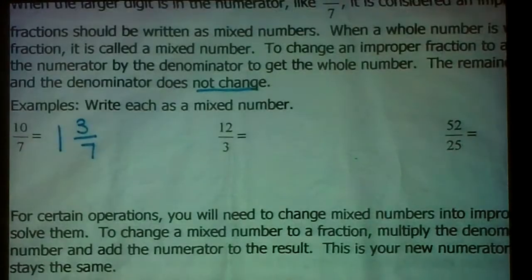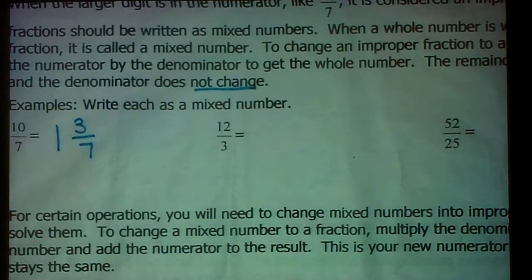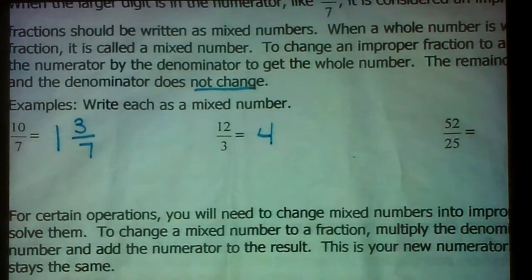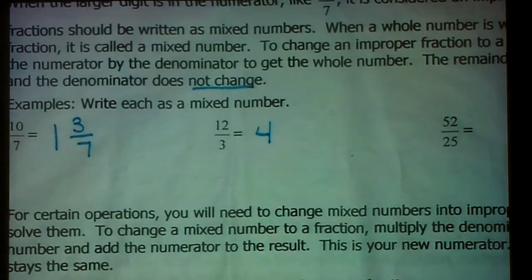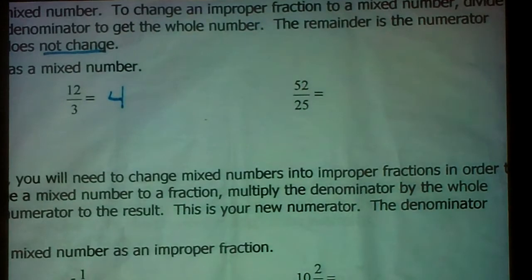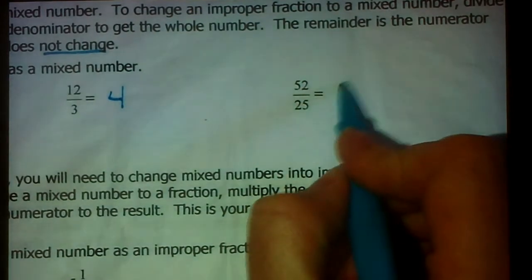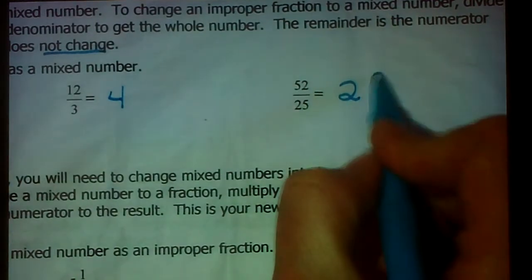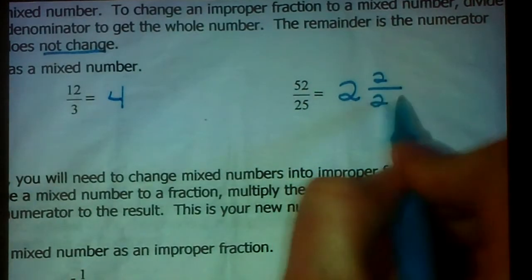All right, how about 12/3? How many times does 3 go into 12? It goes in 4 times exactly, so your answer is a whole number, just 4. And how about 52/25? 25 goes into 52 twice, and since 25 times 2 is 50, that means we have 2 left over. Keep the same denominator.